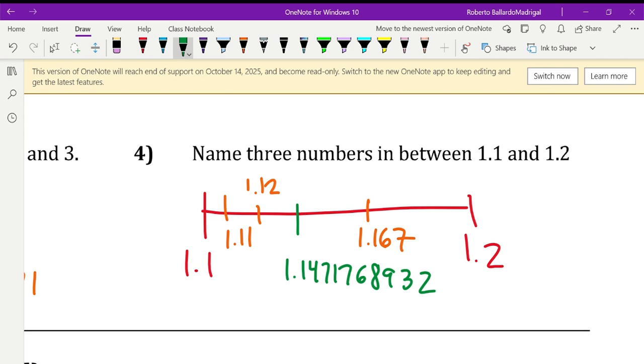There are actually an infinite amount of numbers between 1.1 and 1.2 because you can just keep adding numbers after 1.1 until you get a new number, basically. Okay.